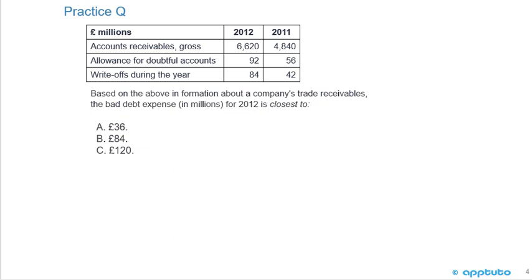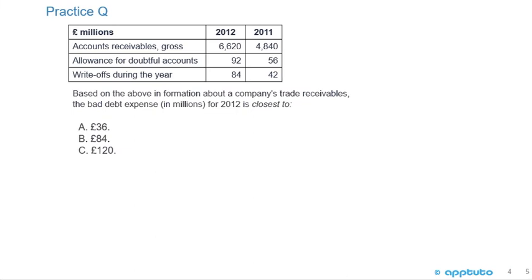Based on the above information about a company's trade receivables, the bad debt expense in millions for 2012 is closest to A, 36 million pounds, B, 84 million pounds, or C, 120 million pounds.